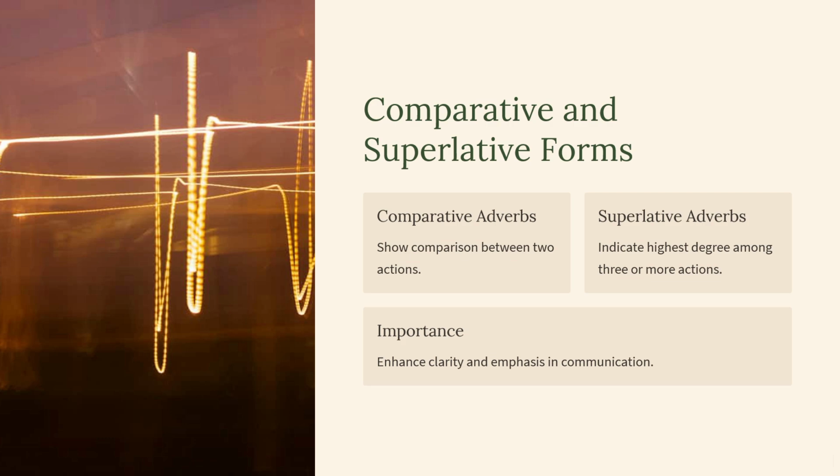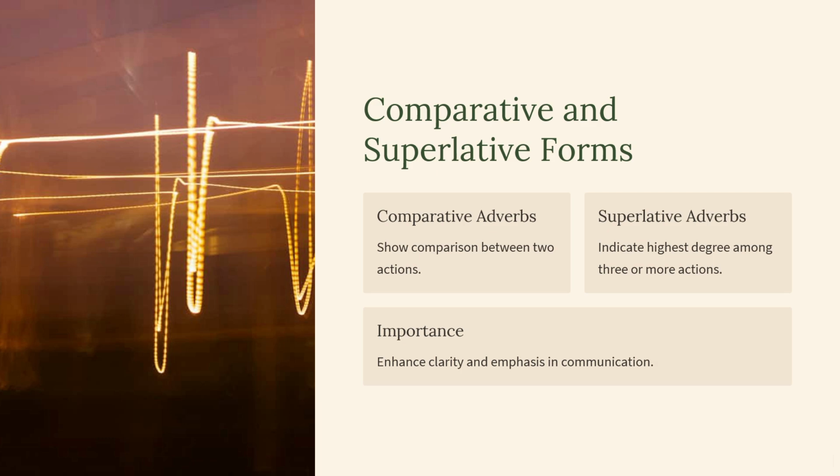Then we have superlative adverbs. Now superlatives show us the highest degree of an action among three or more options. So if I say she runs the fastest of everyone on the team, I'm indicating that she is at the top in terms of speed. Or in another example sentence, we can say he explained it most accurately of all the speakers. We are saying his accuracy was the highest. Now, superlatives often use est endings like fastest or most with longer adverbs like most accurately.